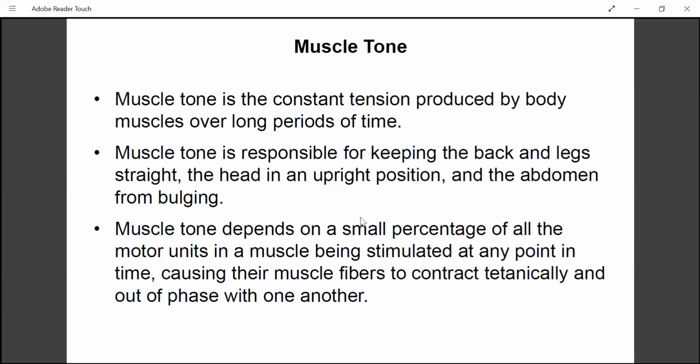All right, we mentioned muscle tone when we were talking about muscle function. Remember, even at rest, in terms of maintaining posture, we always have some sort of muscle tone being produced. This is the constant tension produced by our body over long periods of time. It keeps our back upright, it keeps our legs straight when we're standing, it keeps our head from drooping down and our abdomen from just poking out. This is going to depend on a very small percentage of our motor units.